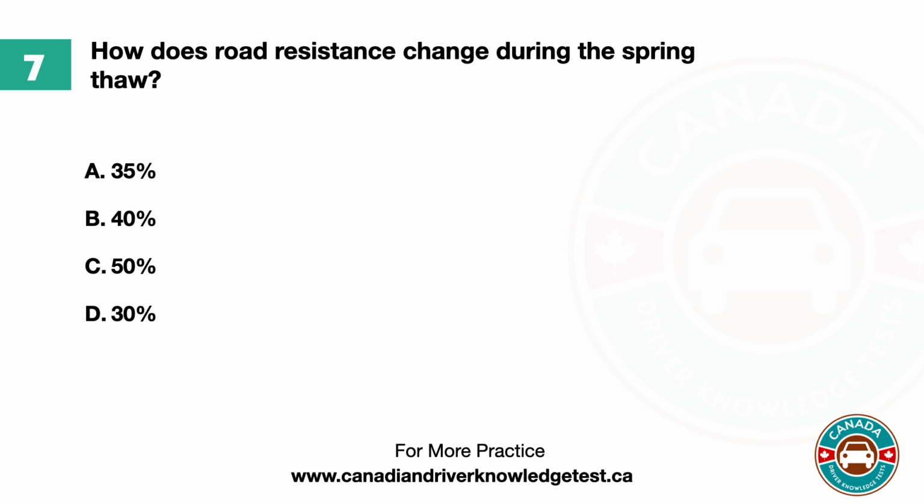Question 7. How does road resistance change during the spring thaw? A. 35%. B. 40%. C. 50%. D. 30%. The answer is B. 40%.